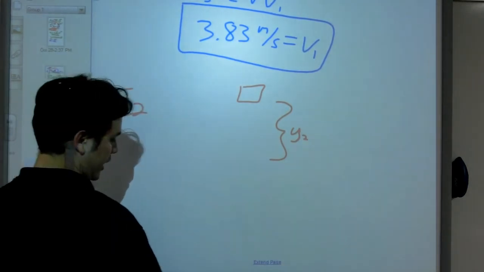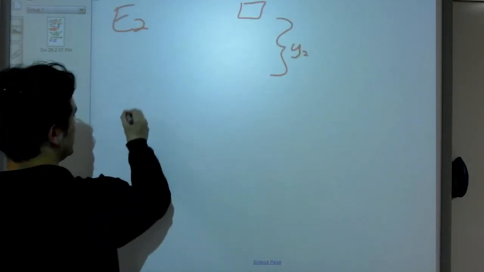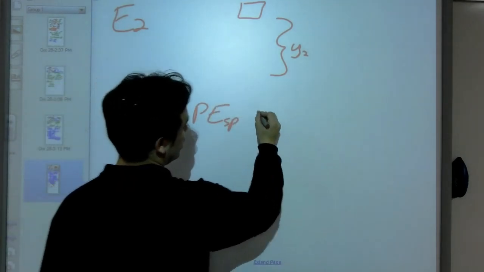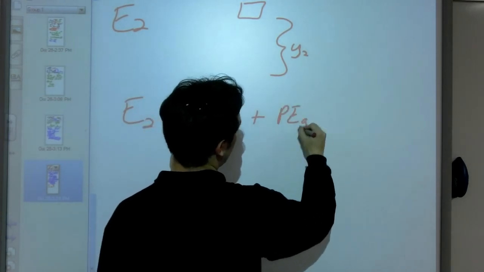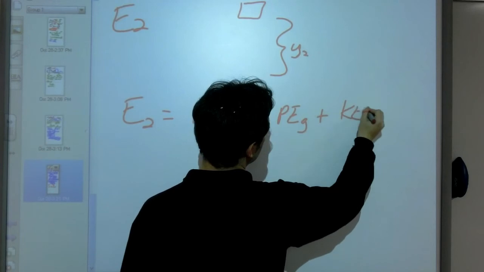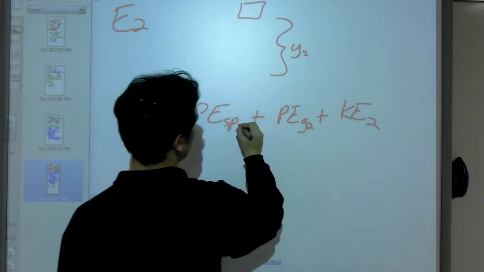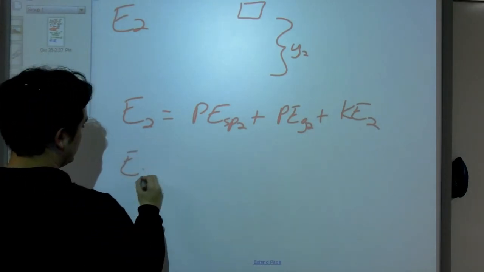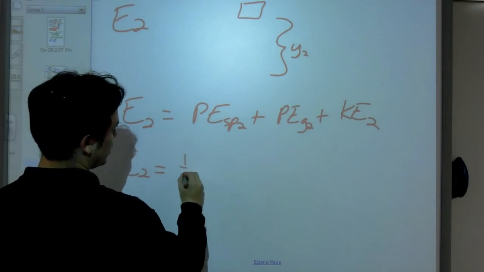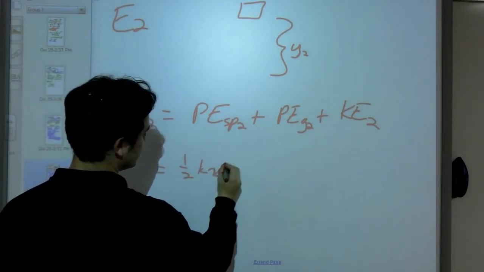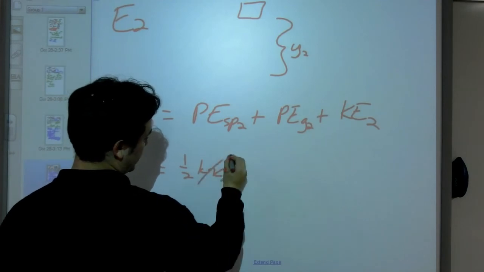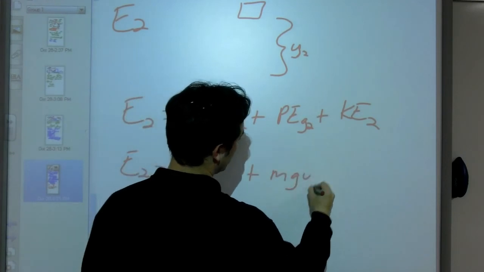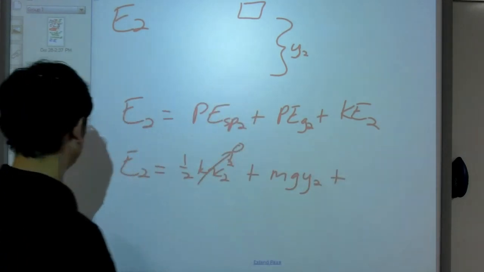Well, when we look at that, our energy here is going to be equal to potential energy of the spring plus potential energy due to gravity plus kinetic energy. I should be marking these at each of these locations. So I plug that in, E2. My spring term, 1/2 kx2 squared, but it's not touching the spring, and the compression is back down to 0, so that goes away, plus mgy2 plus, well, what's my kinetic energy?